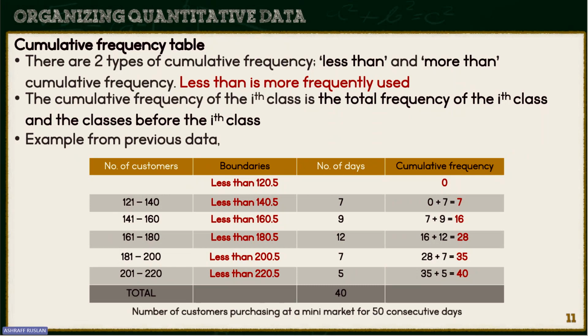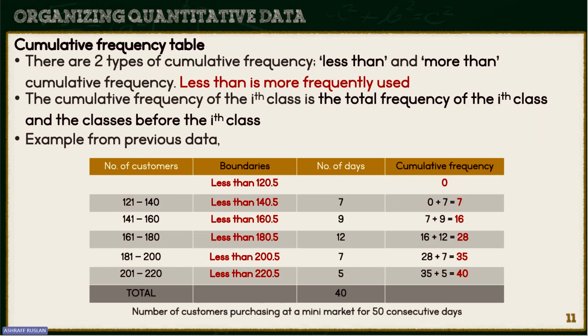So for the first class, the boundaries is less than 140.5. This one the upper limit lah untuk kelas yang pertama ni. Number of frequency dia adalah 7. Dan cumulative. Cumulative ni maksudnya nilai terkumpul. So bila terkumpul, dia belum ada apa-apa lagi nilai pada sebelum kelas tersebut, maka nilainya adalah 7.